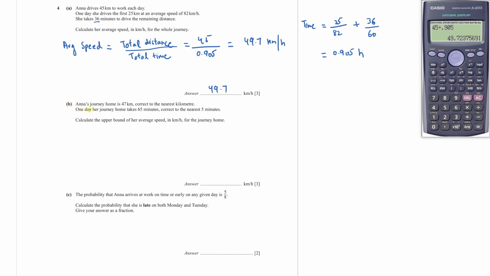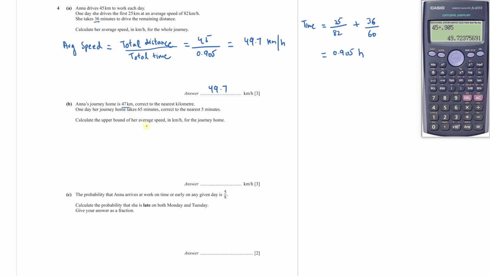Part B: Anna's journey home is 47 kilometers, correct to the nearest kilometer. One day, her journey home takes 65 minutes, correct to the nearest 5 minutes. Calculate the upper bound for her average speed.